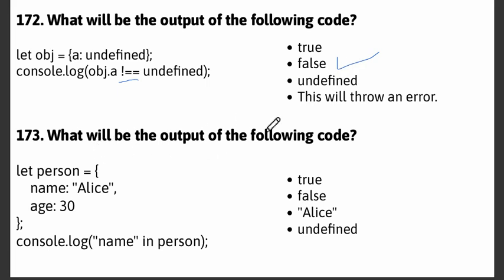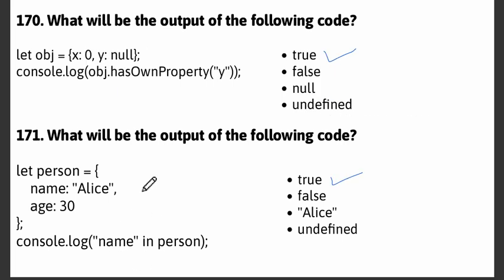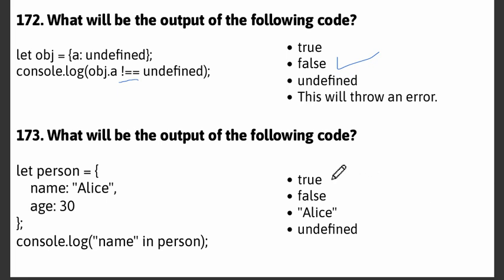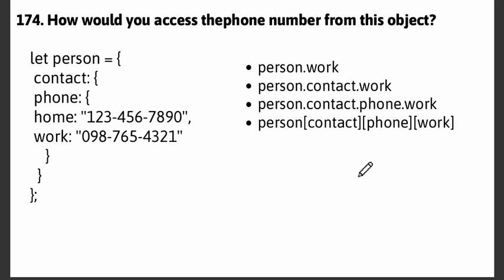Another question, what will be the output of the following code? You can see the same object has been given here again with the two properties, name Alice and age 30. And I will check again. I think this question has been repeated. So here the answer will be true.